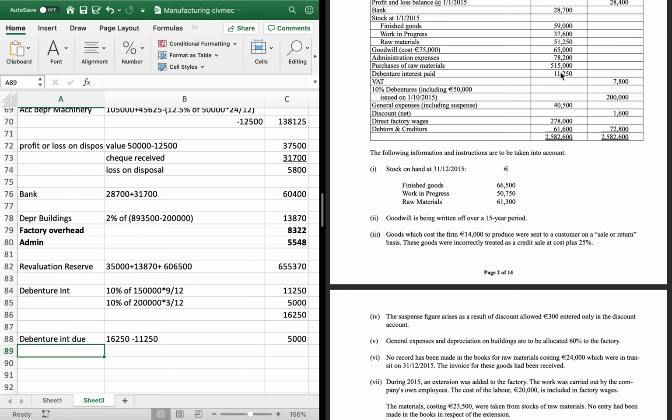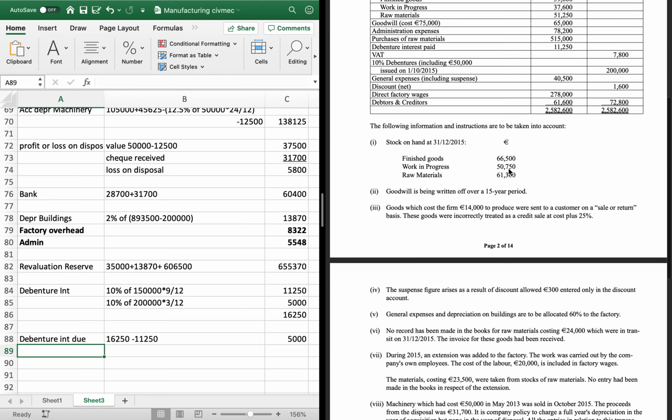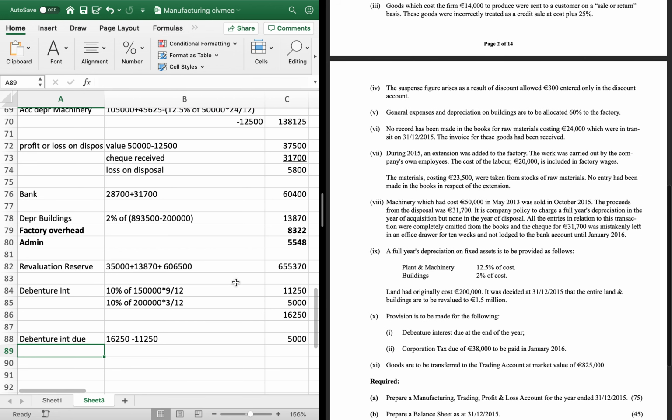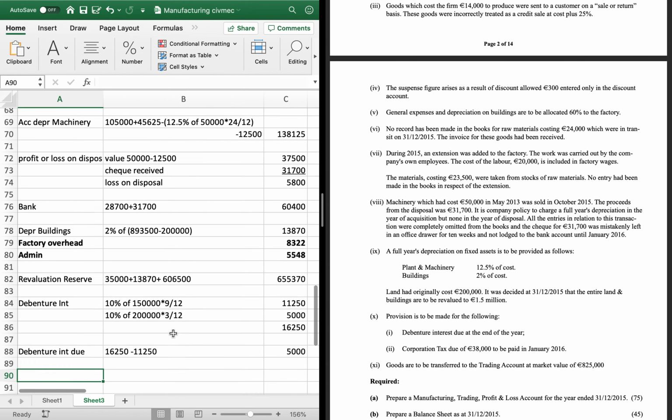Okay, so last job then, corporation tax, 38,000 to be paid. I'm just going to put that into my question in two places: the trading profit and loss account and the balance sheet as a current liability. I'll just be highlighting that on my paper or putting it in straight away. Same with the goods to be transferred at market value. I'll show you what to do with that when we get to the answer. So now it's a case of transferring everything in.